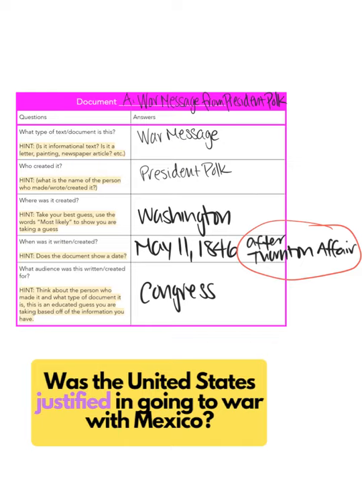As we read the whole document, think about the sourcing and the big question, was the U.S. justified in going to war with Mexico? Does this document support the claim that the U.S. was justified in going to war? Or does it support the claim that the U.S. was not justified in going to war with Mexico?